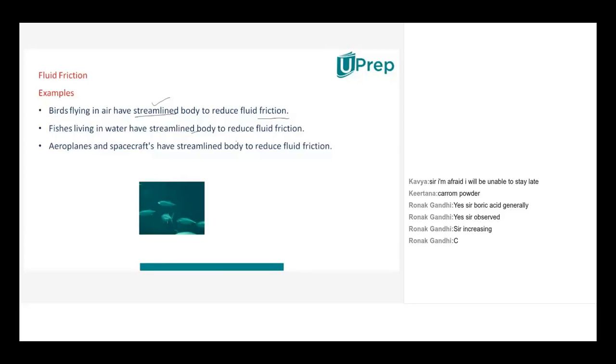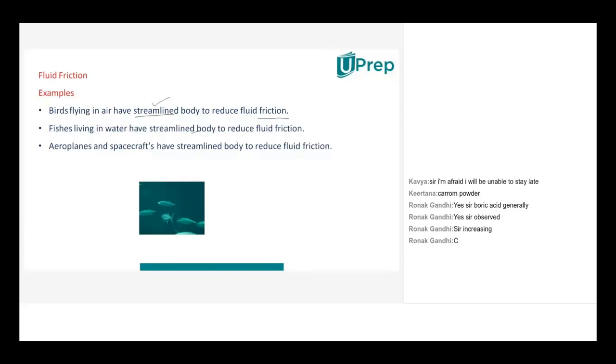The nature of the fluid. Very good. So how will the nature of the fluid affect the fluid friction? Size of the object will affect the fluid friction. Shape of the object will affect the fluid friction. So that's what we are going to learn by a few examples. Let us learn one by one. First, speed of the object, next shape of the object, next size of the object, next nature of the fluid.